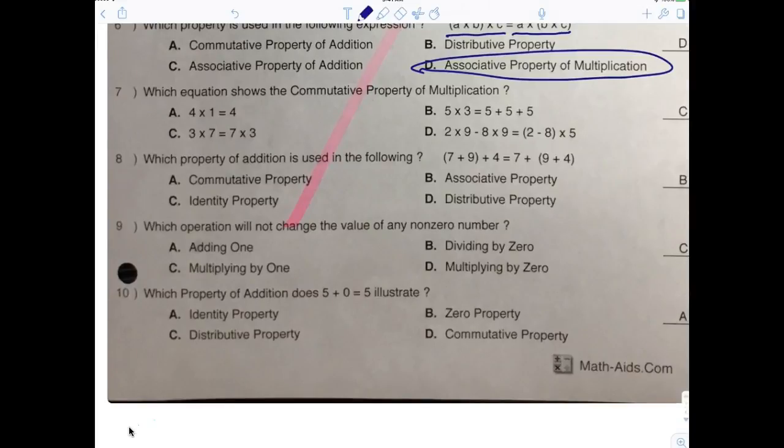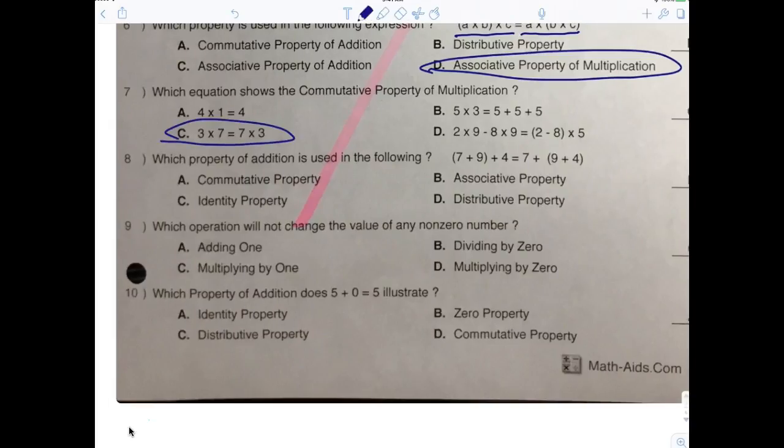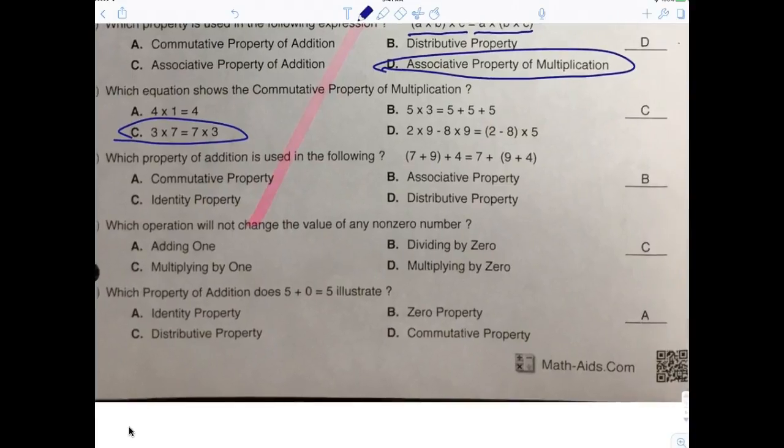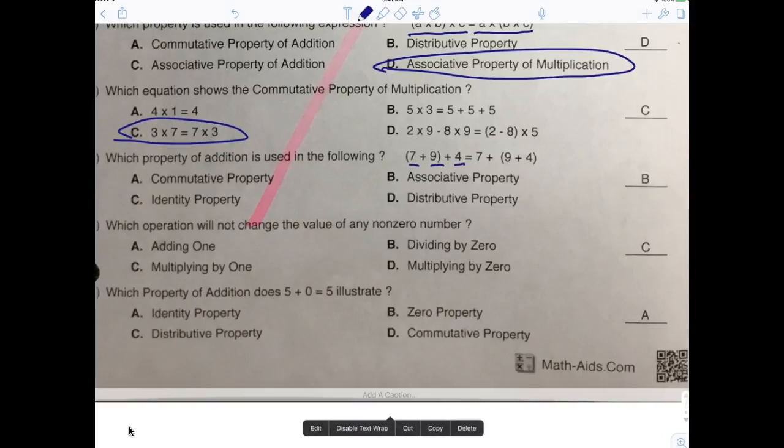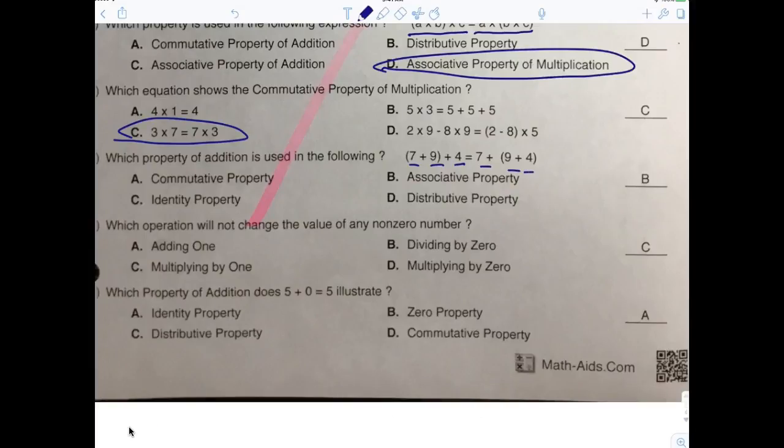Which equation is commutative property for multiplication? Bradley. You're awesome, buddy. The order has changed. Very good. Which property of addition is used? So what is this one now? Again, underline 794. Wow. So Gavin, what is that? Associative. That's exactly right. Associative property.